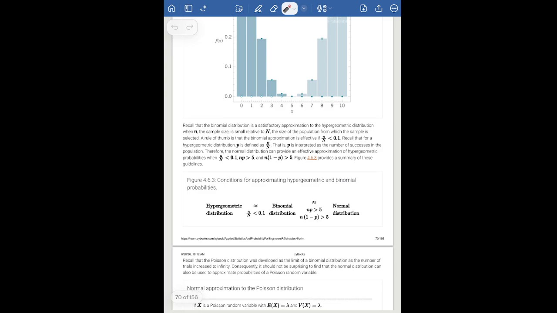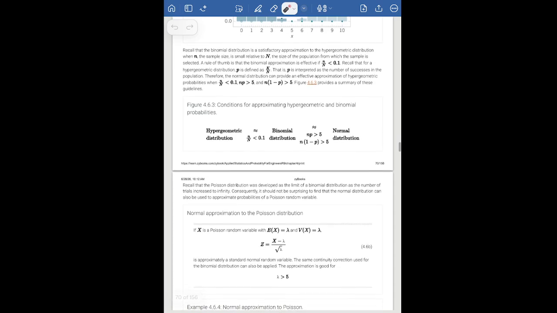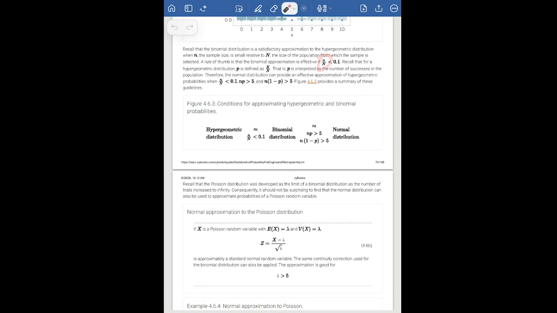So remember, the binomial distribution is a satisfactory approximation to the hypergeometric distribution when n, the sample size, is small relative to big N. This is from before, in the previous section. The rule of thumb is that the binomial approximation is effective when n over N is less than 0.1. So now we have another rule.